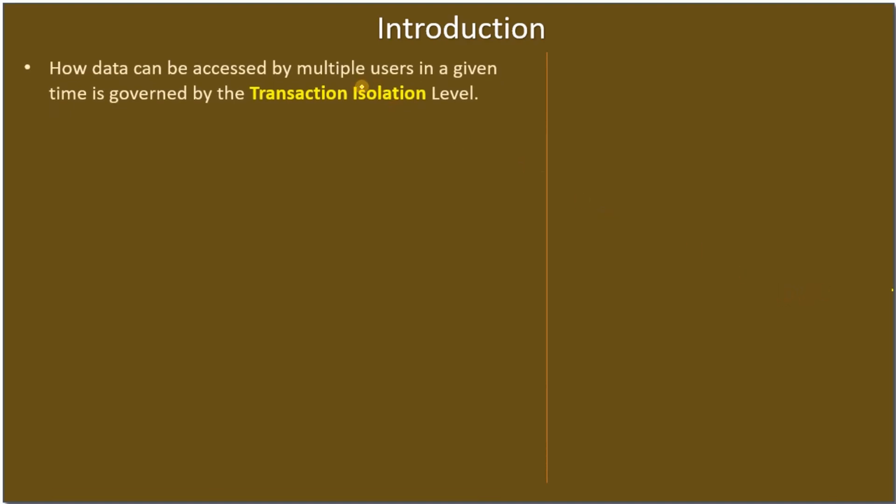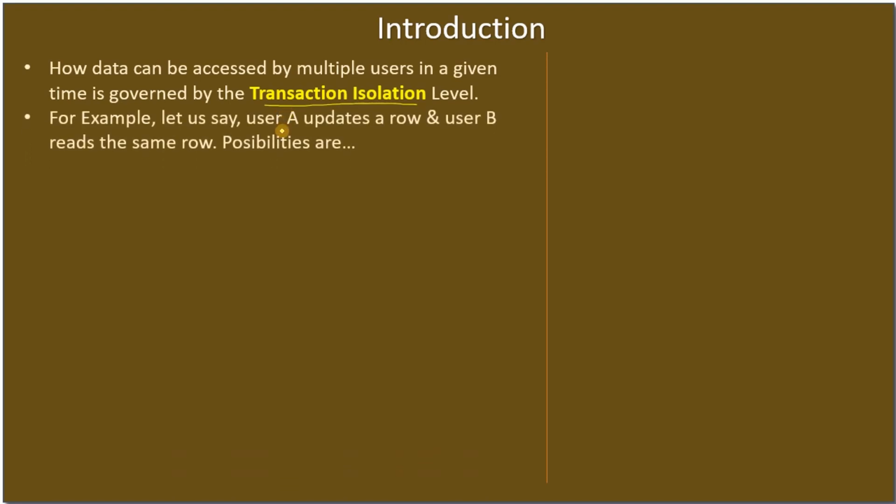How data can be accessed by multiple users in a given time is governed by the transaction isolation level. Right? So in a database there will be data, and since SQL Server is a multi-user database, the data can be accessed by many users at the same time, right? So such a situation is governed by the transaction isolation levels.